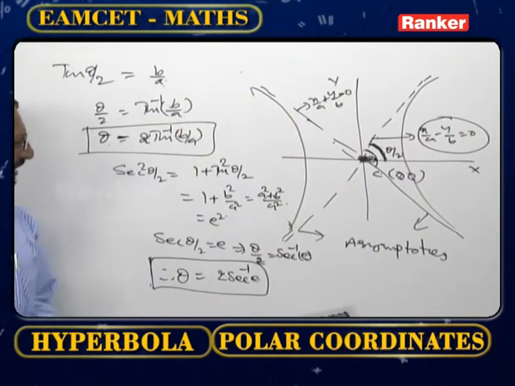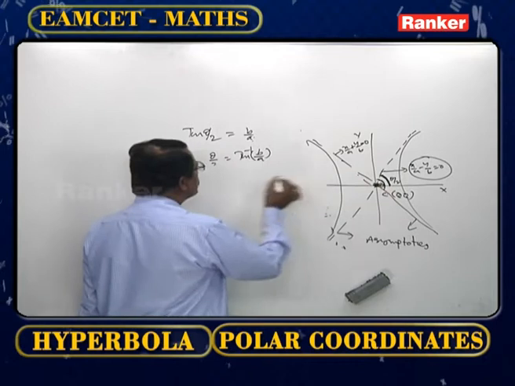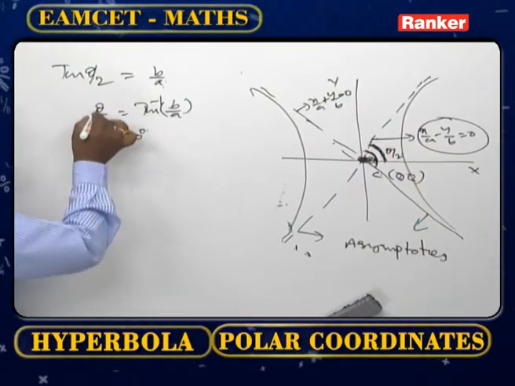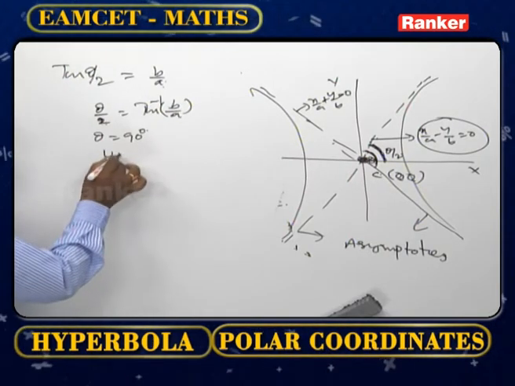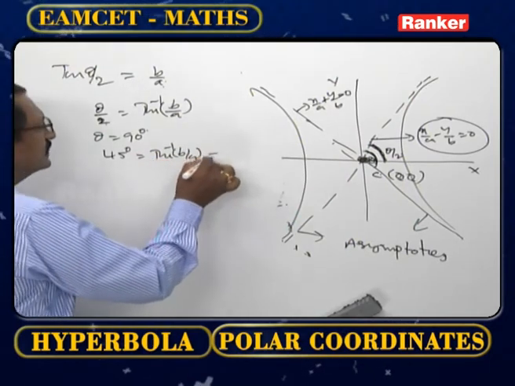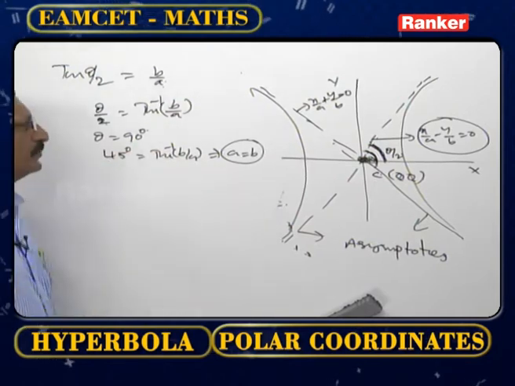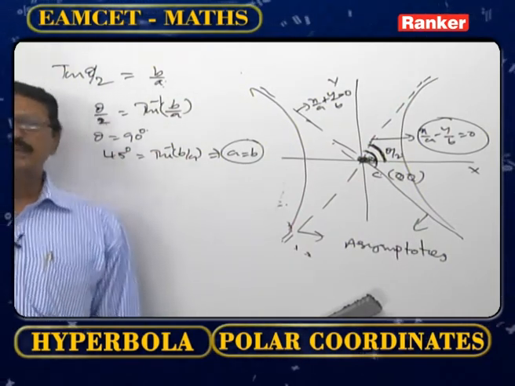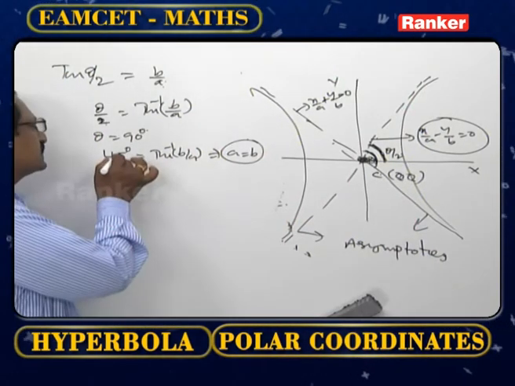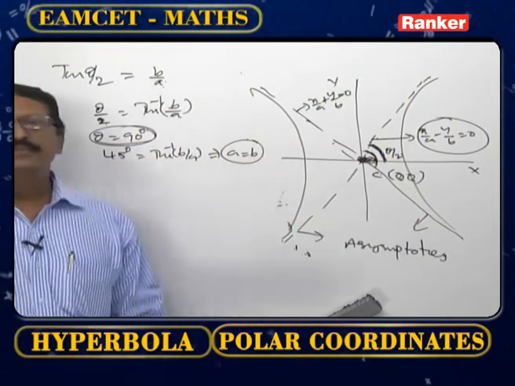Suppose the angle between the asymptotes theta equals 90 degrees. Now theta by 2 equals 45 degrees, which equals tan inverse b by a. In this case we get a equals b, since tan 45 equals 1, so 1 equals b by a, or a equals b. So if the angle between the asymptotes of a hyperbola is 90 degrees, then a equals b.